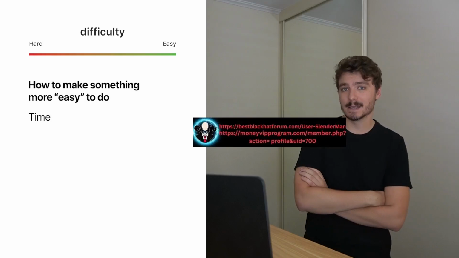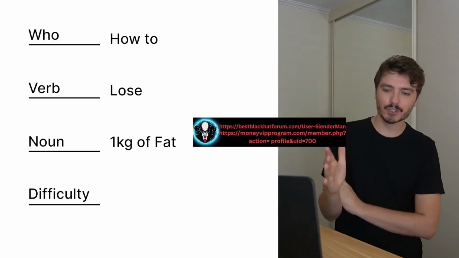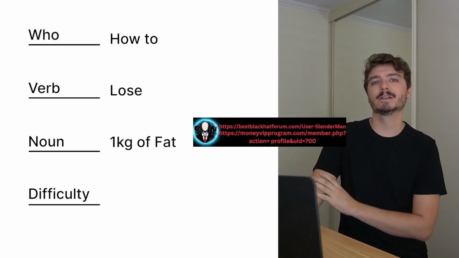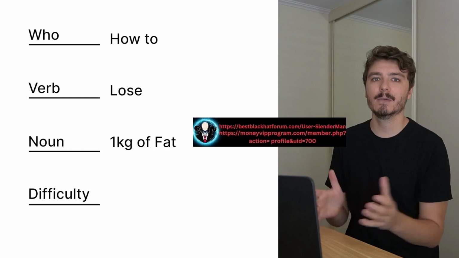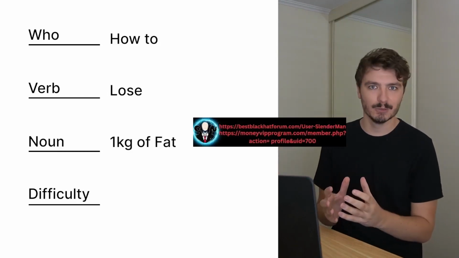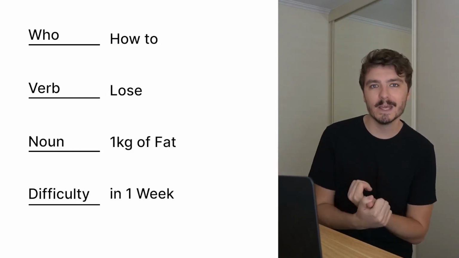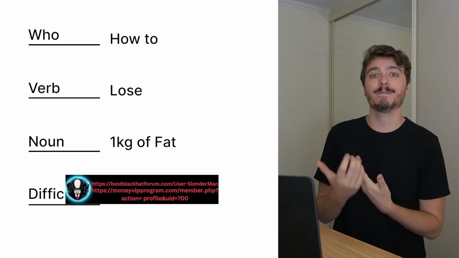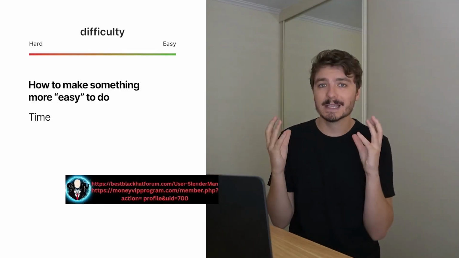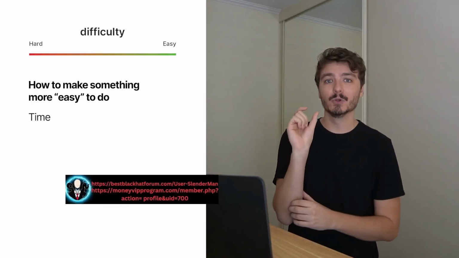The first one is time, like I mentioned. Let's just use the example, how to lose 1 kilogram of fat, as the basis here. If we use time, we want to have the smallest amount of time possible. So it would be in 1 week instead of in 1 month, or it could be overnight, or it could be fast. Basically, the way to make it sound easy is to have a small amount of time.